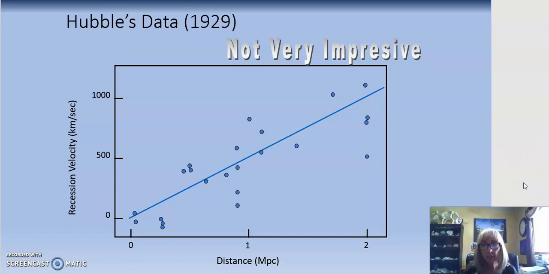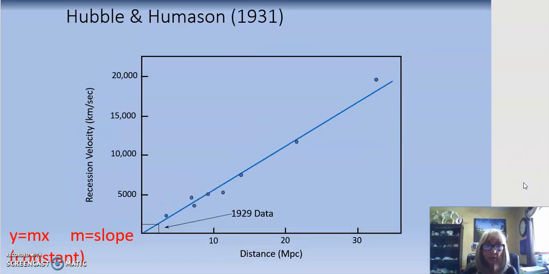Well, he redid it again. So this was in 1929. He redid the whole study again. And the 1929 data is in the lower left-hand corner of that chart. You can see it was not very impressive because they didn't go that far away. But later, in 1931, they went farther away, and the data fits the line much better now. And you can still see the farther something is away, the faster it's moving away from us.